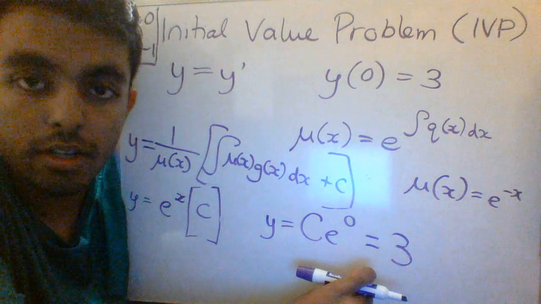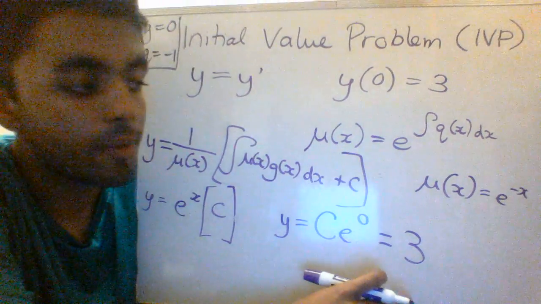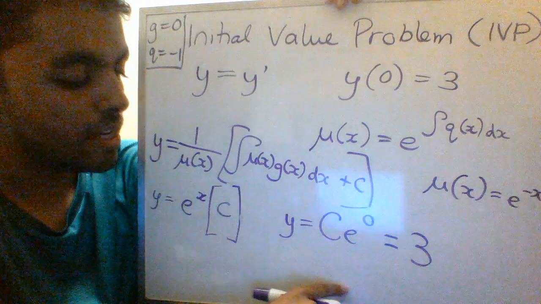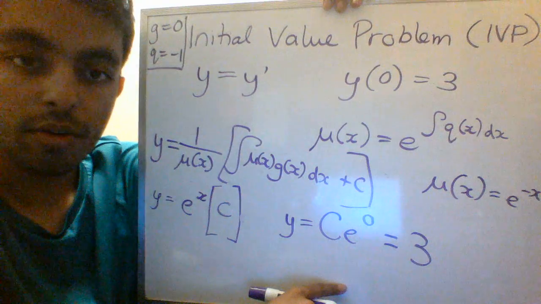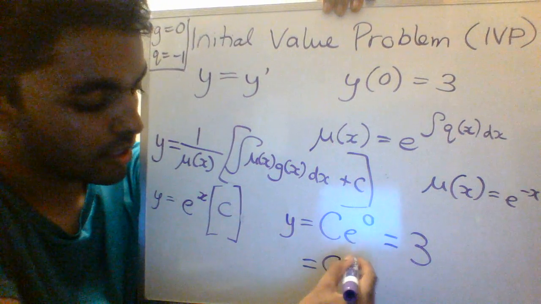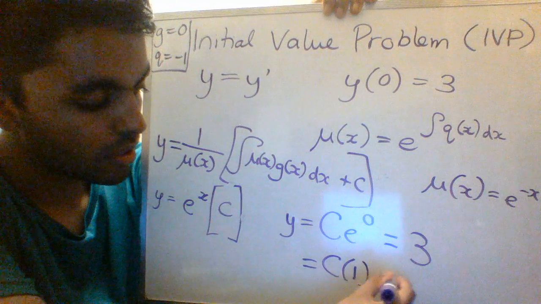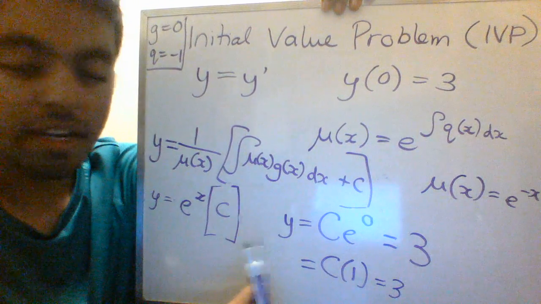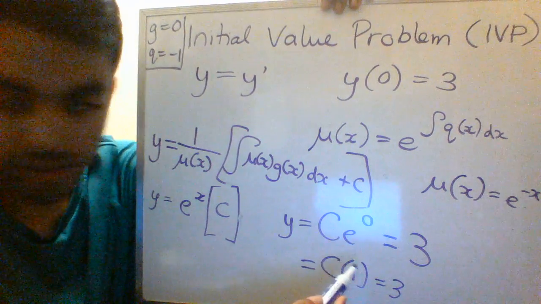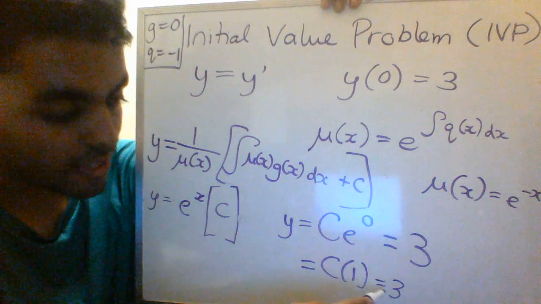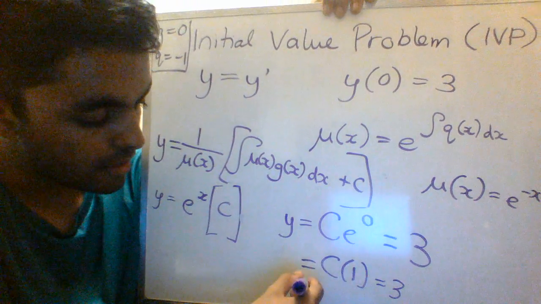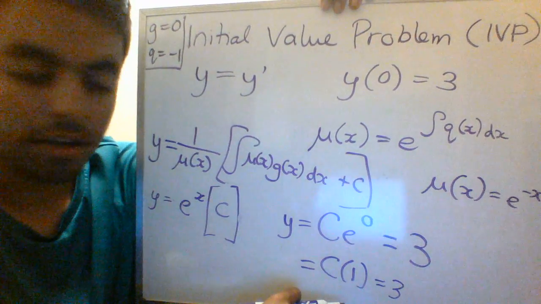Pause if you need to. Hopefully you remember. Hopefully you didn't have to take a guess, but if you did, hopefully you got it right. Any number to the exponent 0 is 1. So what this is telling us is that c times 1 is 3. Any number times 1 is just itself, so c times 1 is c, and c is equal to 3. That's what we got out of this.